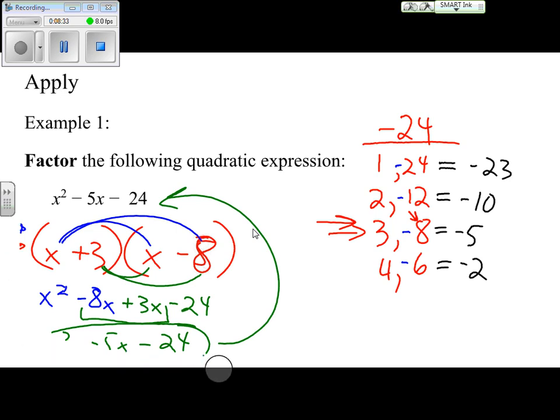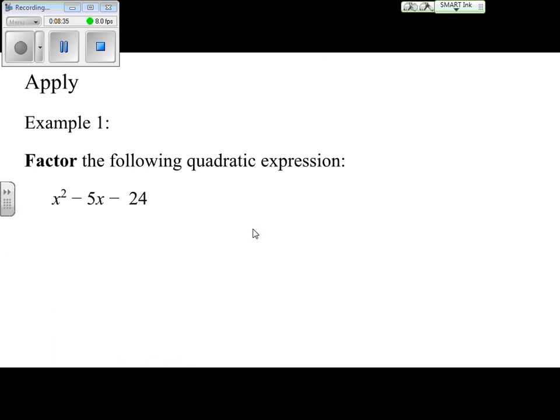All right, let's take a look at another example. All right, so this time I've got x squared minus 6x plus 9. The c term this time is positive. And if everything was positive, I wouldn't have to worry about negative signs at all.